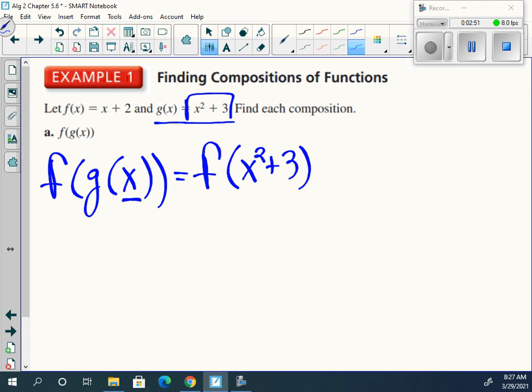Now with this composite function, we're going to take what we got out of g of x and plug it into f of x. But this time I'm not plugging in x. What am I plugging in? The x squared plus 3, because that's what's taking the place of x, yes? So instead of plugging x into here, we're plugging in x squared plus 3 for every place that x appears in f of x. So here we would have x squared plus 3 plus 2.